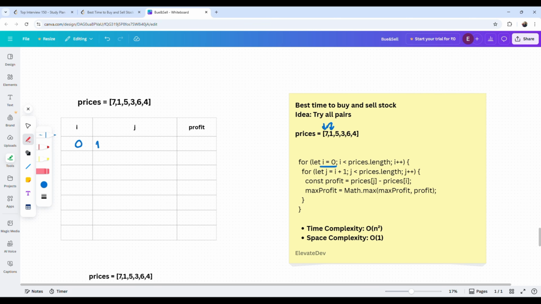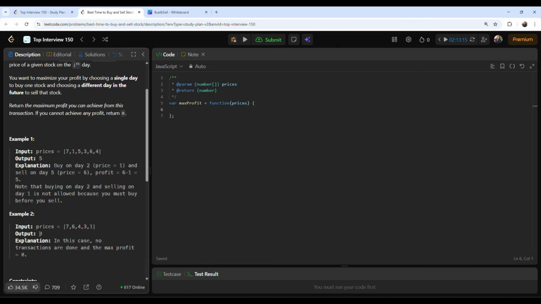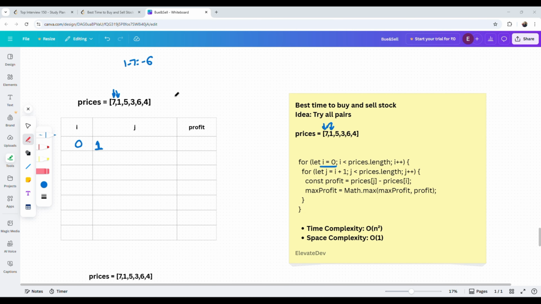For j equals 1, what is going to be the profit? If we buy at the 0th day and sell on the first day, you can see that 1 minus 7 is going to be minus 6. So are we making any profit? No, right? But still we have to list it down, and you cannot write minus 6. It is being said that if you cannot achieve any profit, then you have to return 0. So at this point we are making minus 6. The profit you are making, price[j] minus price[i], is minus 6. Let's just write it for now and then we'll see.